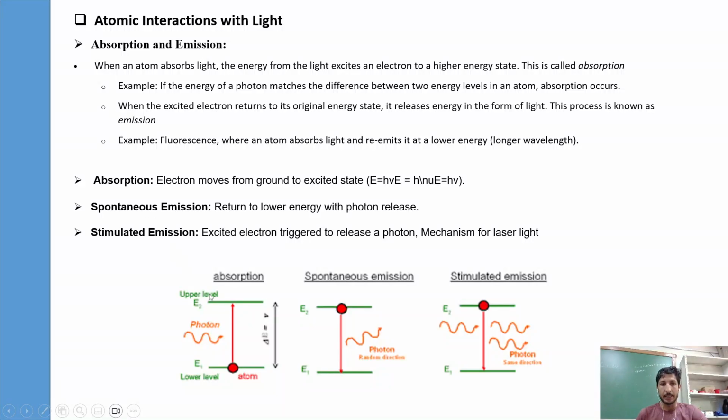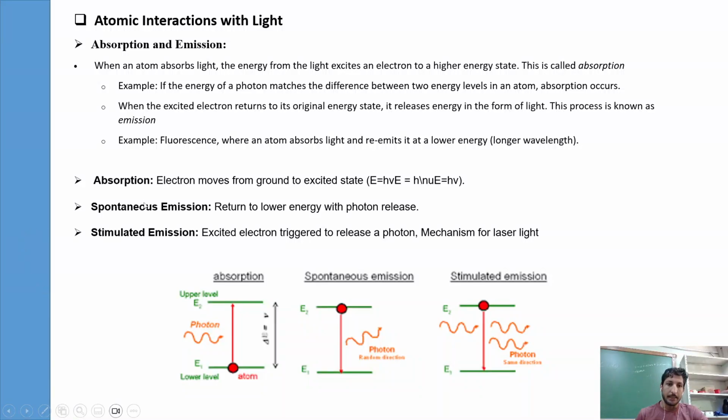When an atom absorbs light, the energy from light excites an electron to a high energy state. This is called absorption. For example, if the energy of a photon matches the difference between the two energy levels in an atom, absorption occurs, depending on the band gap of the material. And when the excited electron returns to its original energy state, it releases energy in the form of light, and this process is known as emission.